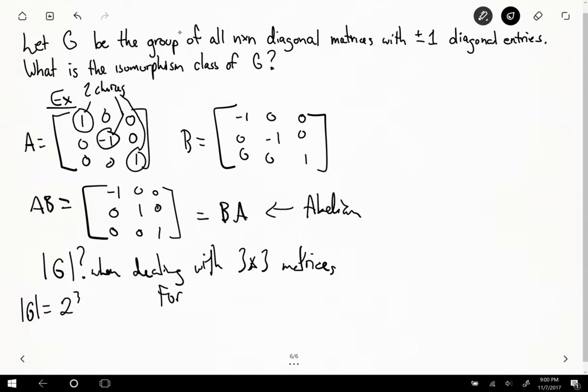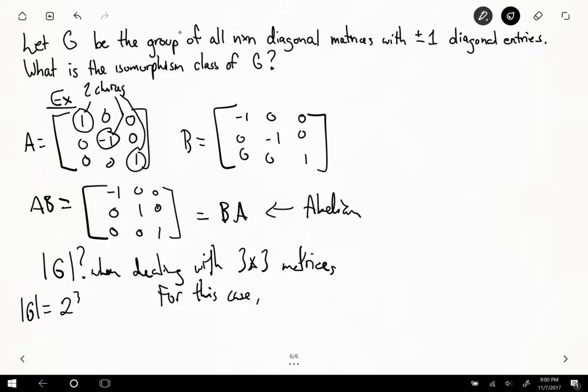Now for this case, you might be wondering, is it addition or multiplication? It is multiplication, because notice if you add two diagonal matrices of this type, you don't get another diagonal matrix with plus or minus 1 as entries. So that's why it's multiplication.